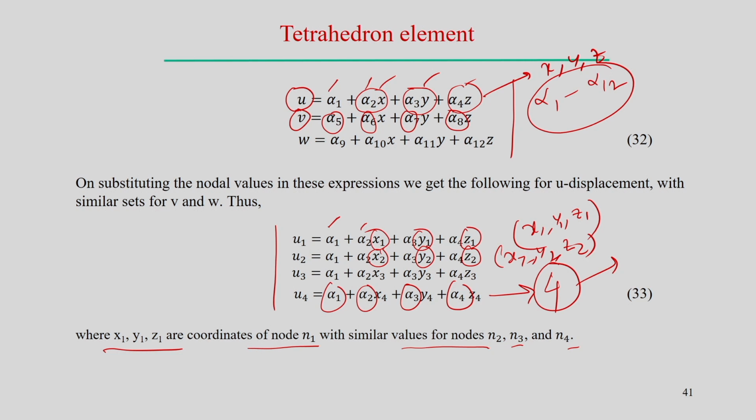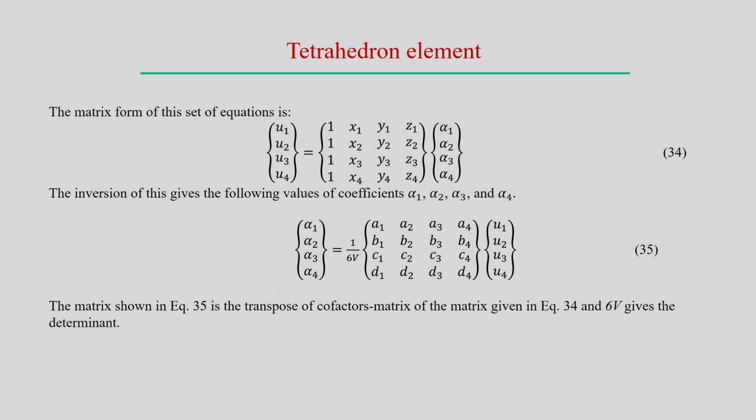So, like that we can solve this equation, and we will be able to represent all the constant terms in terms of the other parameters, u 1, u 2, u 3, u 4, as well as the coordinates of these particular node points. Therefore, in the matrix form we can write this equation like that.